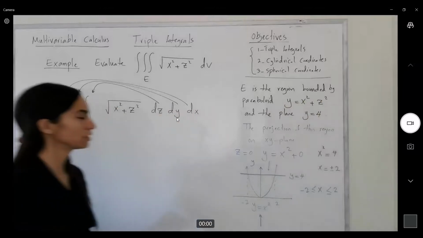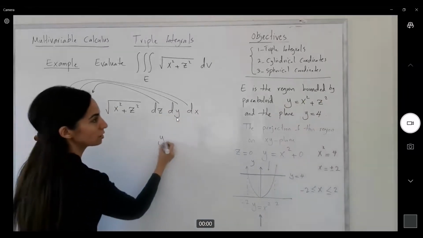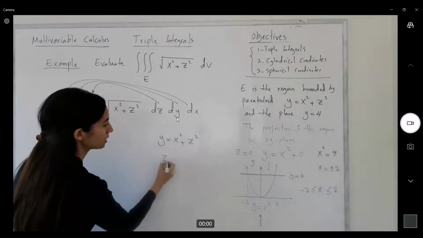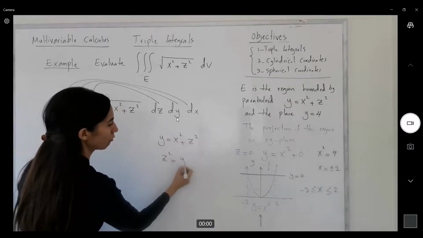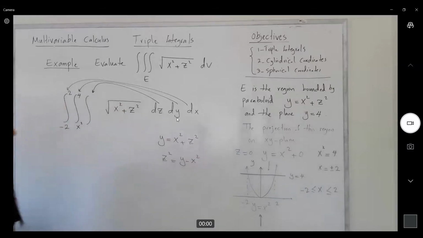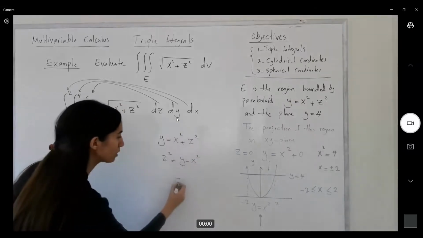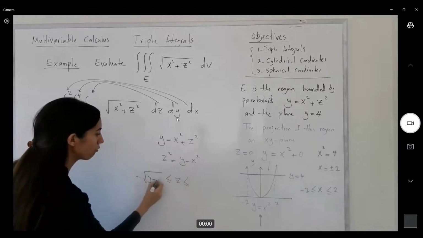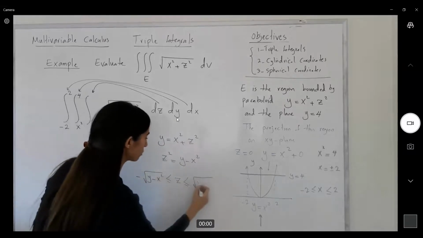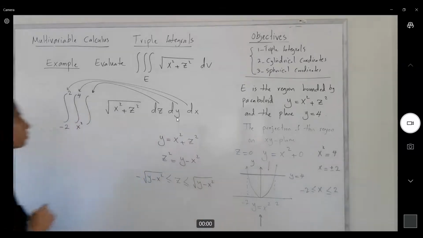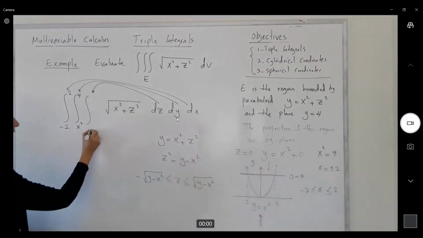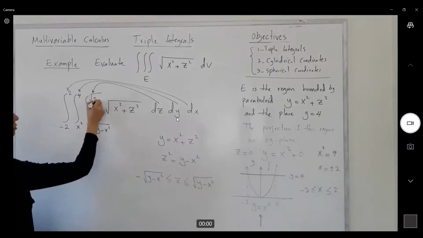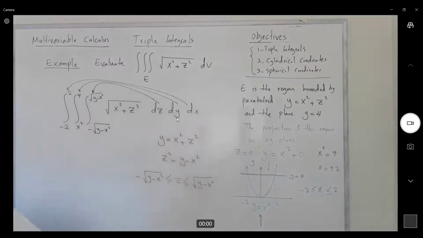Take a look at this. Here you have y equals x squared plus z squared. So z squared is equal to y minus x squared. Your z is bounded between minus square root of y minus x squared and square root of y minus x squared. So the lower bound is negative square root of y minus x squared, and on top you have the square root of y minus x squared. Very well.